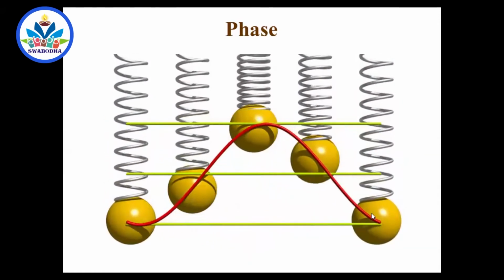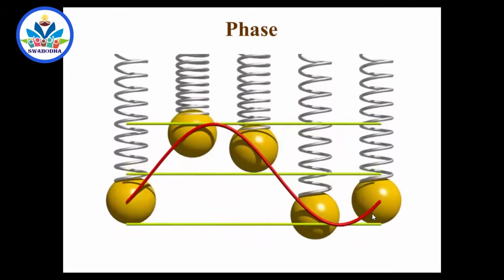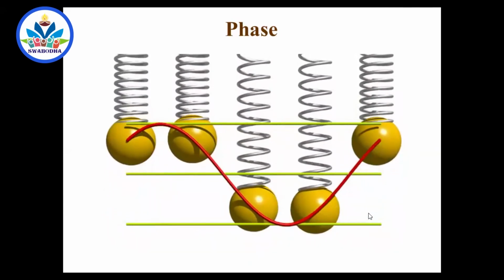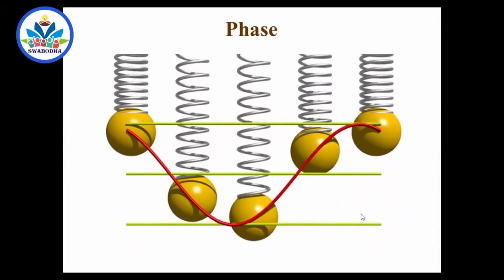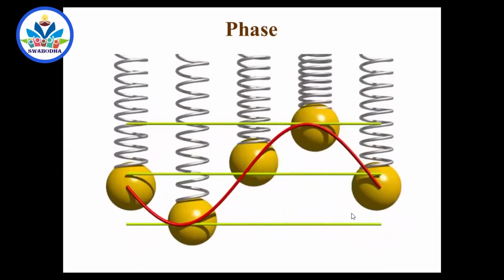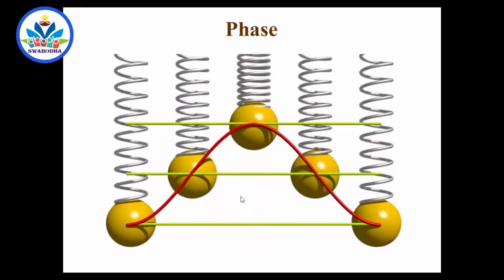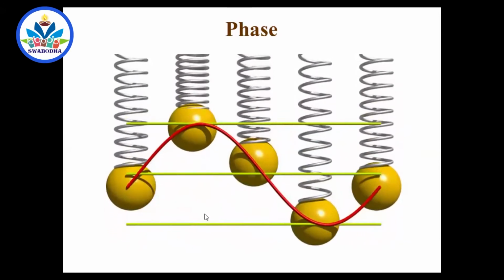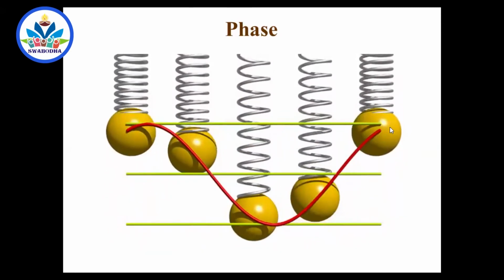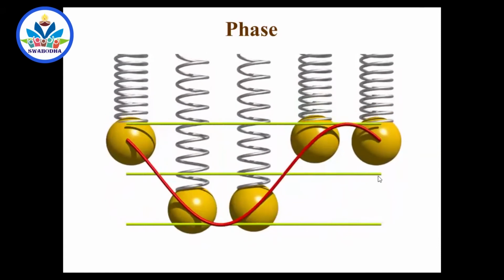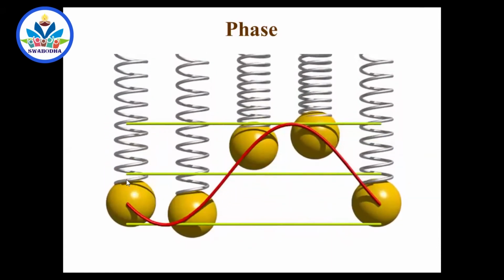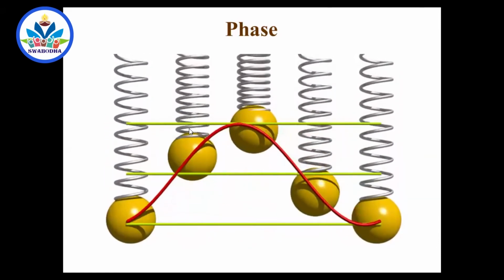No particle will be completely at crest always, no particle will be completely at trough always. Every particle will get its own chance of going to crest and trough, but not together. All the particles don't go to the crest, don't go to the trough, don't go to the mean position together. When one is at crest, another will be just going to another position.